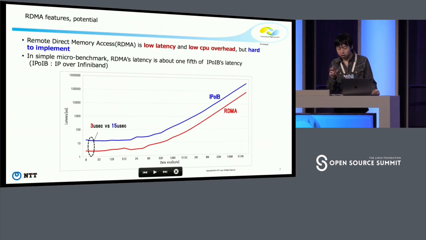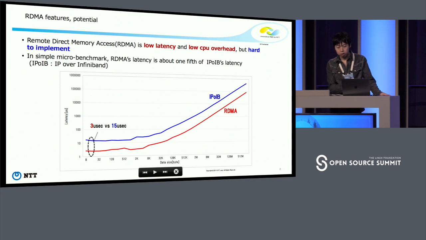At first, I will introduce RDMA's features. RDMA has low latency and low CPU overhead, but it is hard to implement. For example, in a simple ping-pong micro benchmark, RDMA's latency is about 1/5 of IP over IP's latency. However, an RDMA program requires the programmer to implement and understand several low-level mechanisms.